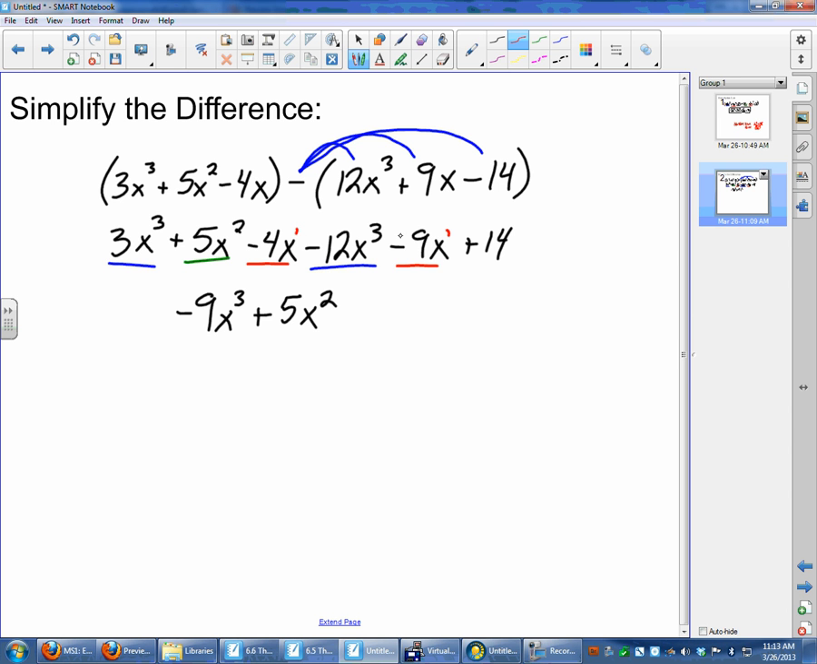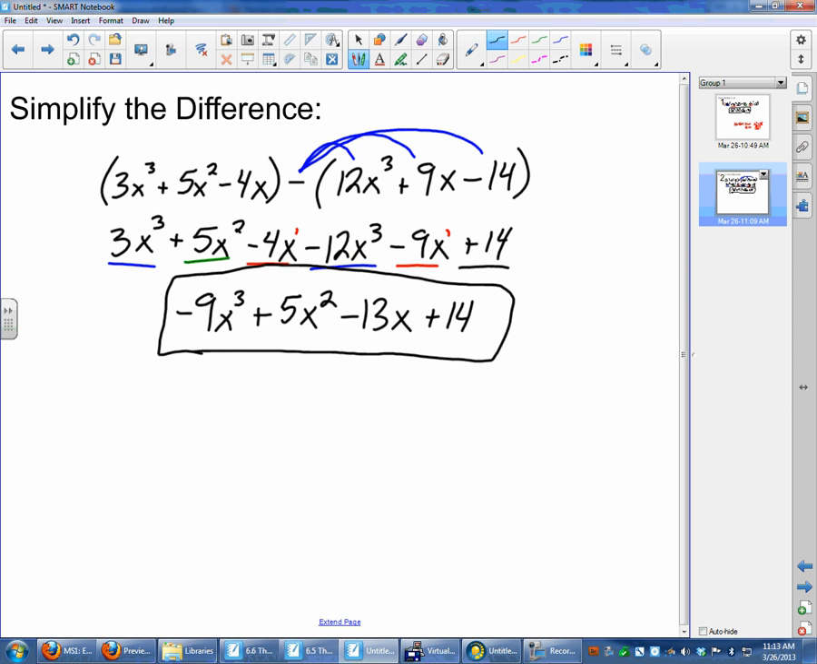If we add those together, negative 4 minus 9 more actually puts us at negative 13x. And then finally, we'd look for any constants, or non-variable terms. So this one's just going to be a positive 14. There aren't any others, so there it is. Negative 9x cubed plus 5x squared minus 13x plus 14 is the difference between these two polynomials.